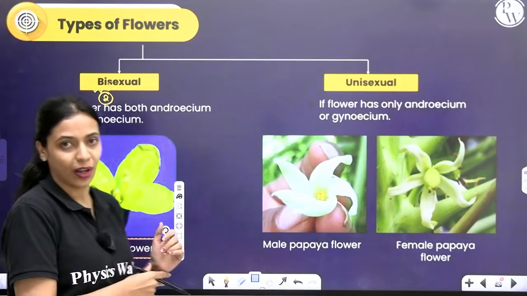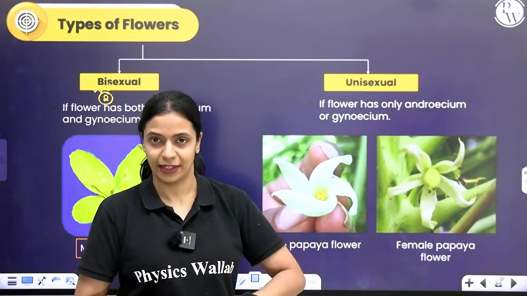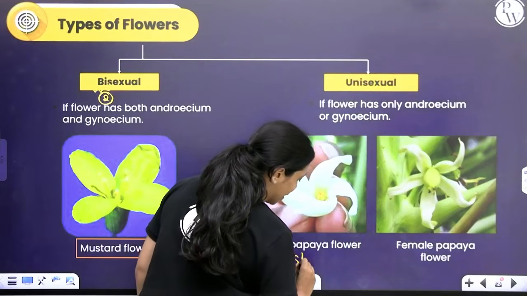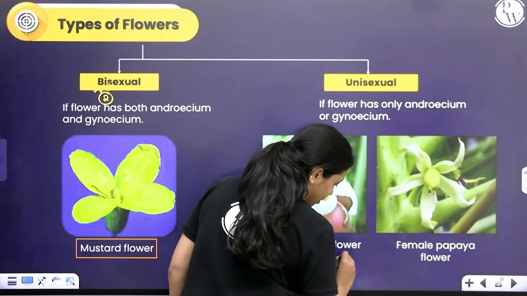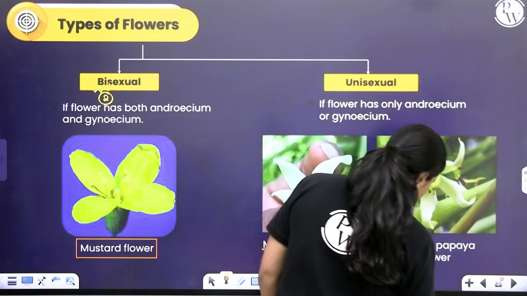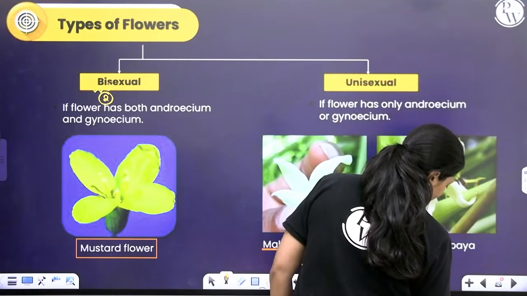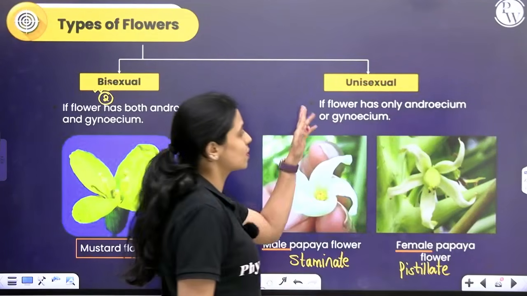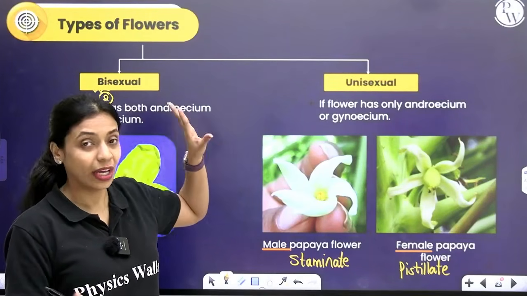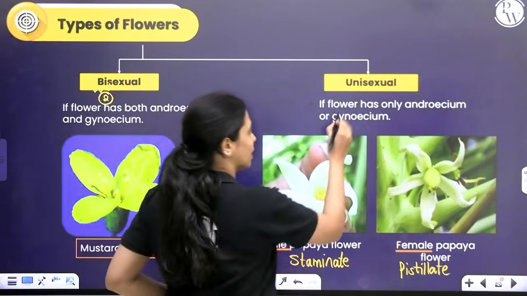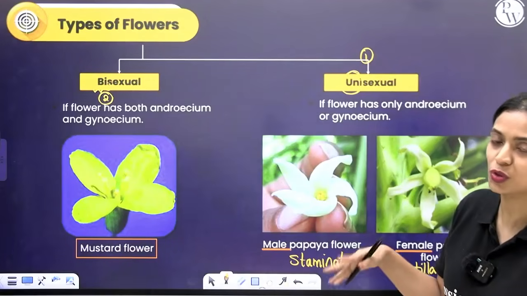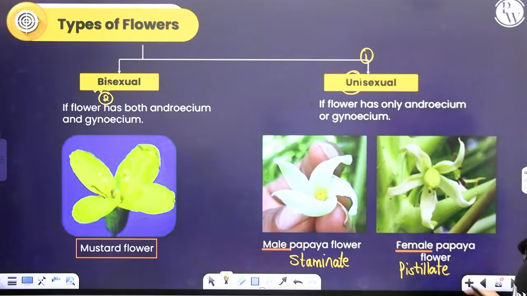In unisexual flowers, you will have either androecium or gynoecium. If only androecium is present, if it's a male flower, we call that flower staminate. If it is a female flower and has only gynoecium, we call it pistillate. Okay, so if both are present, it's bisexual. If only one of them, you call it unisexual. Uni means one, right? If it's only male, it's staminate. If it's only female, gynoecium is present, you call it pistillate.